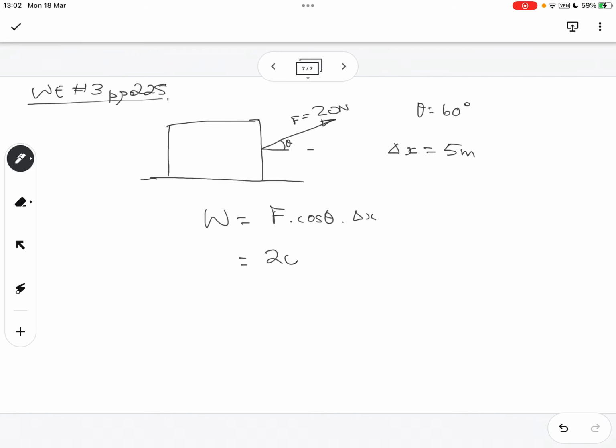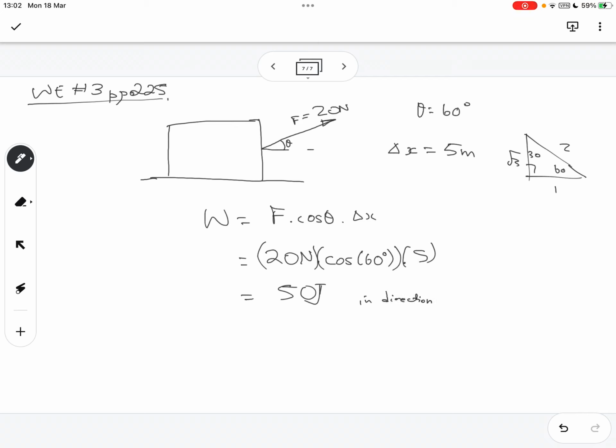We know the force is 20 Newton and the inclination is 60 degrees, so we take cos of the inclination, and then multiply by the distance it travels, or the displacement, and this becomes 100 times cos 60. From the special triangles, 1, 2, root 3, 60, 30, cos 60 is a half, so it would be 50 joules. And the answer is positive, meaning it's in the direction it was moving in before.